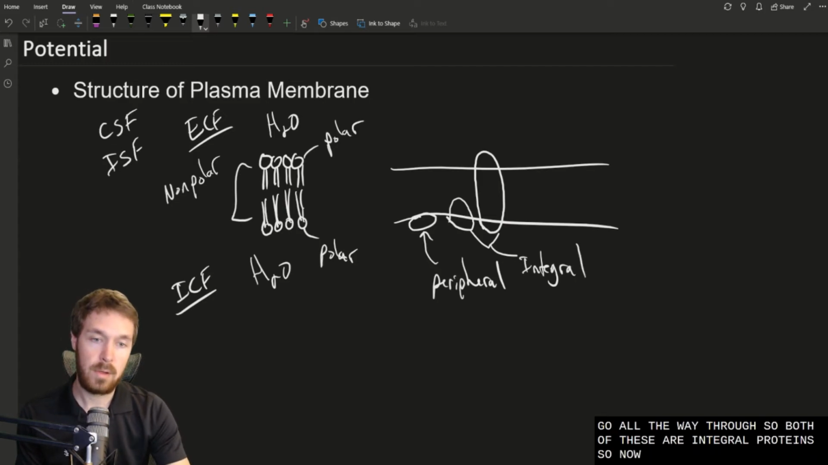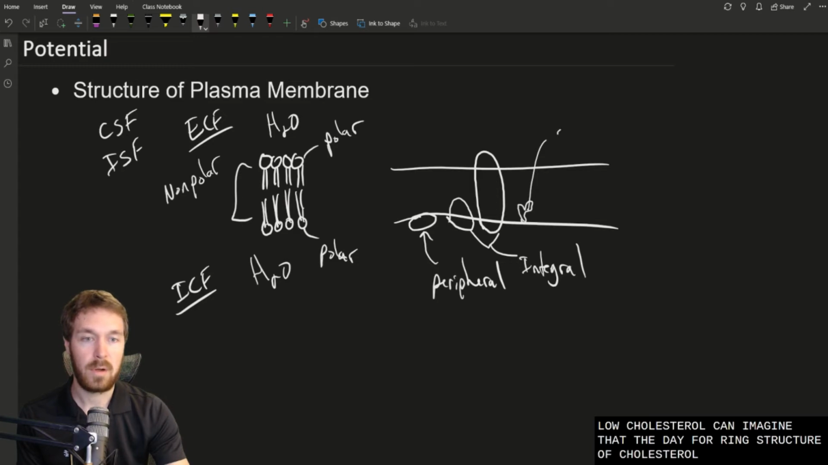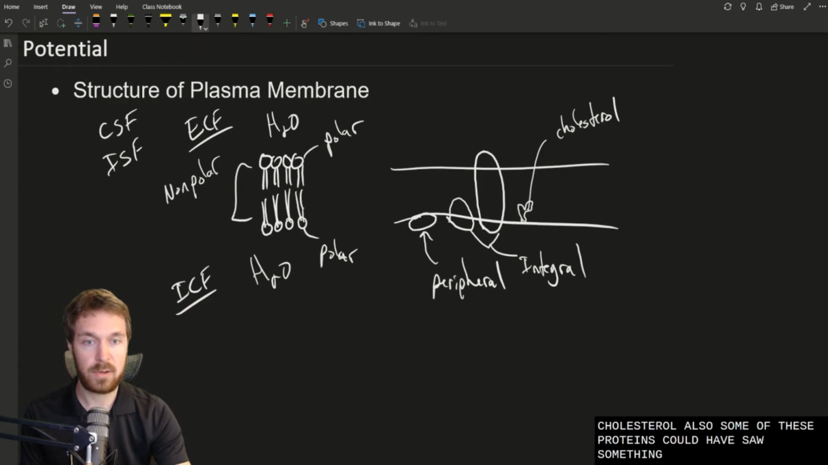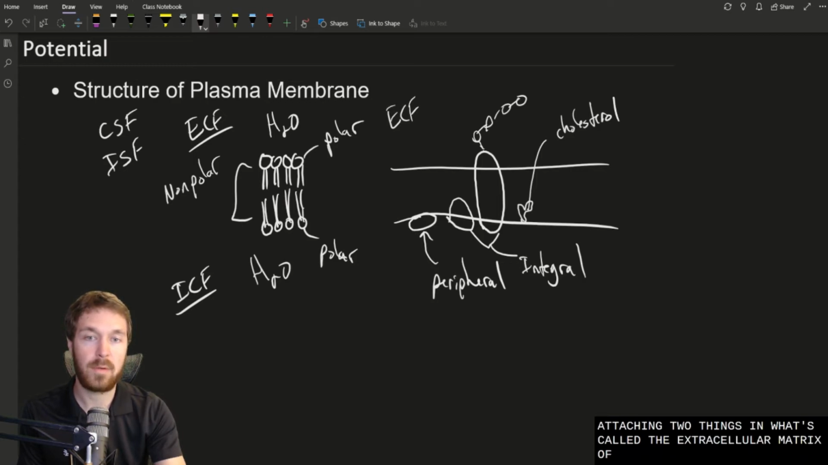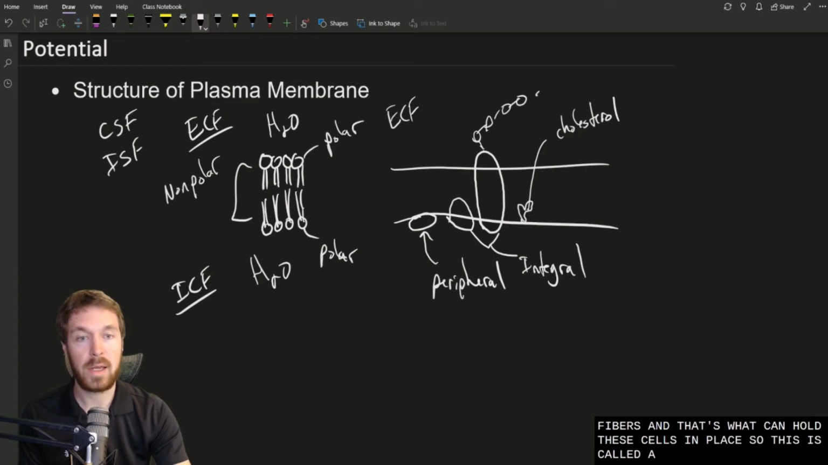So now you can be cholesterol. So cholesterol, imagine that's a 4-ring structure. So cholesterol can embed itself in the membrane. About 20% of our membrane is actually cholesterol. Also, some of these transmembrane proteins could have carbohydrates coming off them, attaching to things in what's called the extracellular matrix. So out there we have collagen fibers, and that's what can hold these cells in place. So this is called a glyco for the carbohydrate, protein.